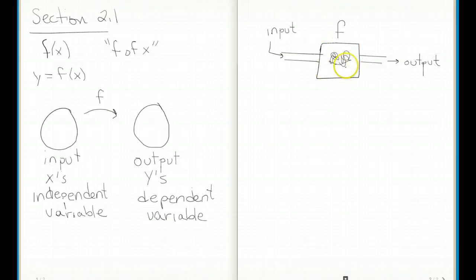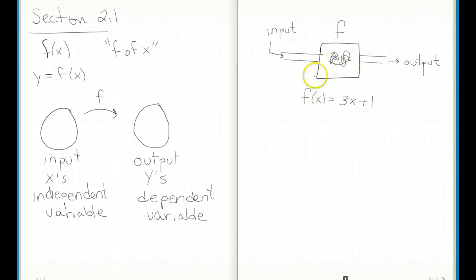There's this little box, and it has some sort of rule. Maybe the function is defined by something like: take the value of x, triple it, and then add 1. That could be a perfectly valid rule. So you take the input, you triple it, and then you add 1, and that would be the corresponding output, the value of the function when the input is x.